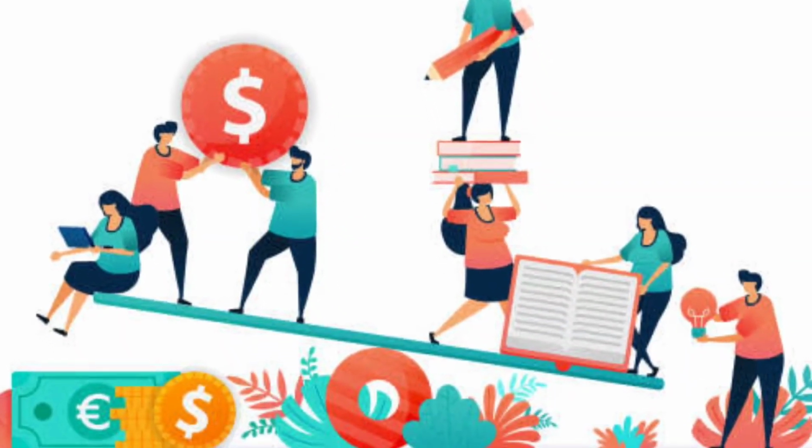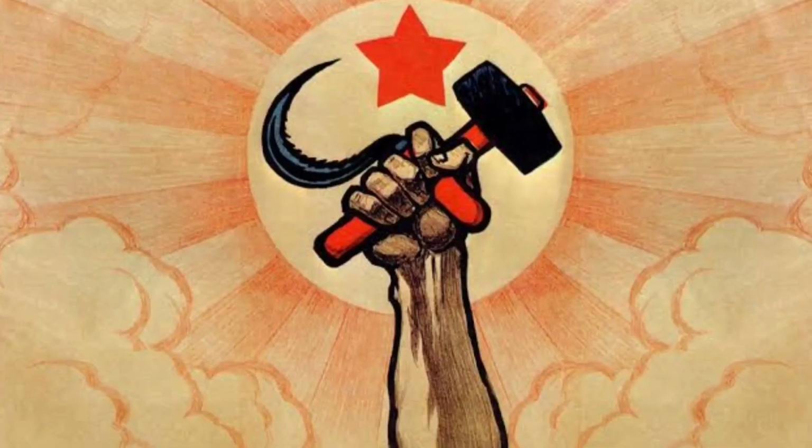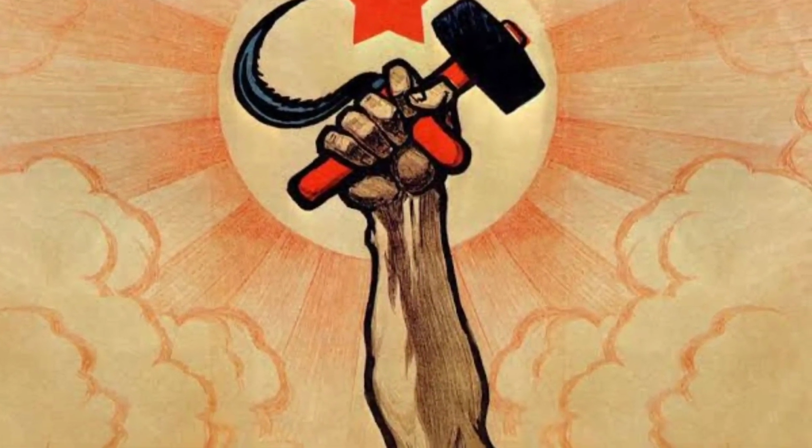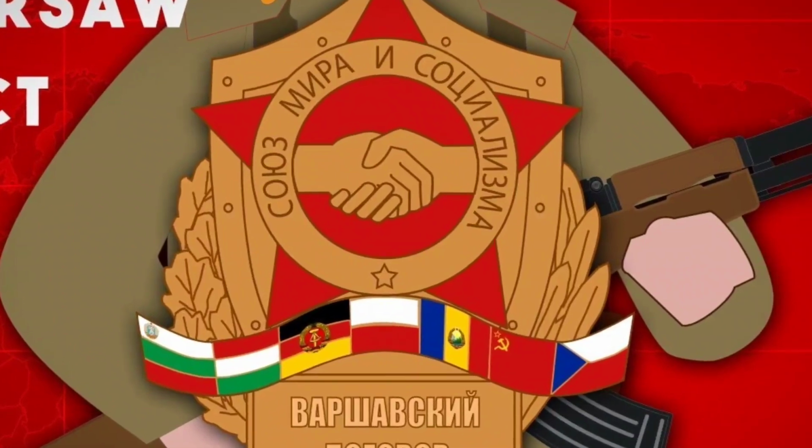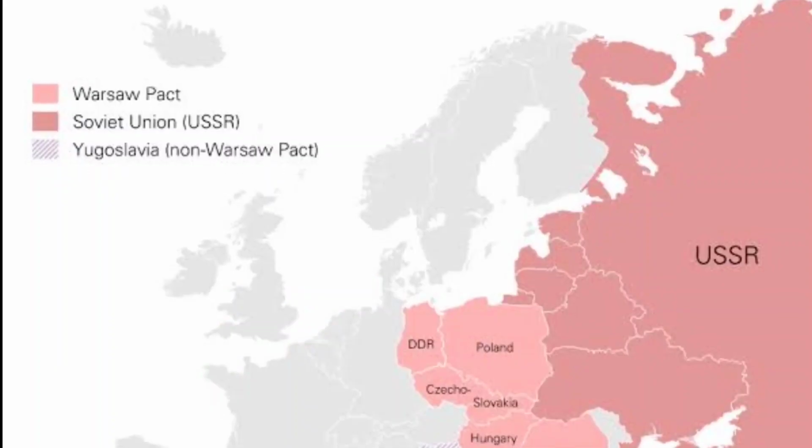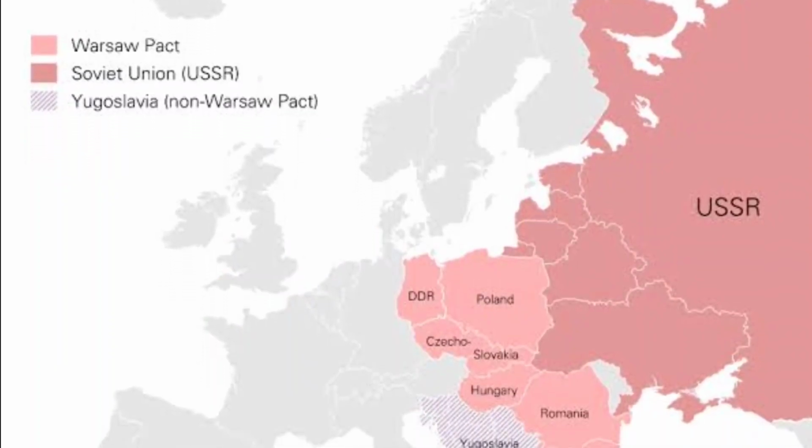In 1947, the US introduced the Marshall Plan, a program to provide economic aid to Western European countries in an effort to prevent the spread of communism. The USSR responded with the creation of the Warsaw Pact, a military alliance between communist countries in Eastern Europe.